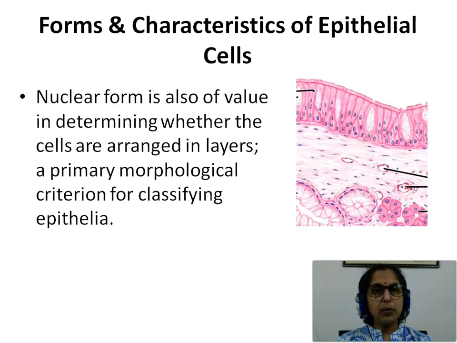Nuclear form is also of value in determining whether the cells are arranged in layers, a primary morphological criteria for classifying epithelium. So if we see 2 or 3 rows of nuclei, we can assume that it is a multi-layered epithelium.